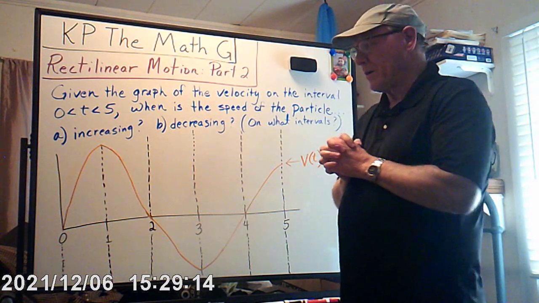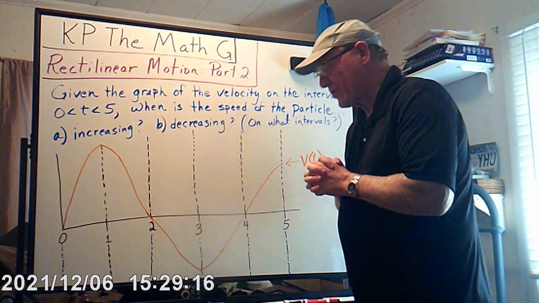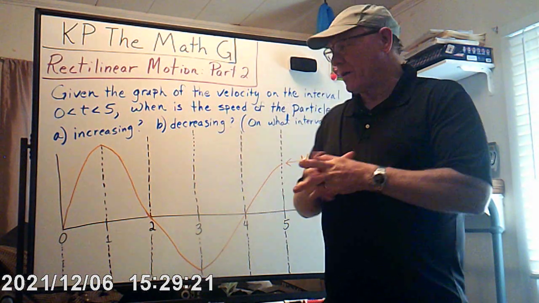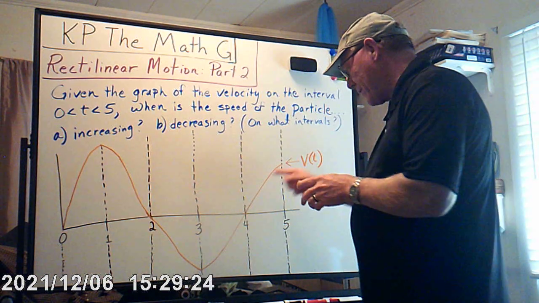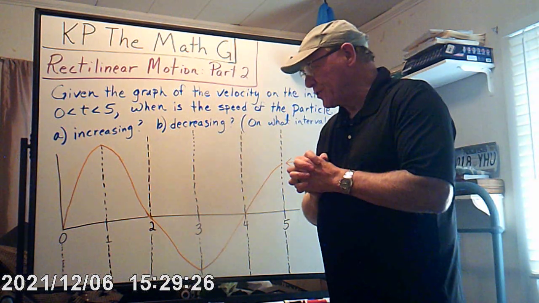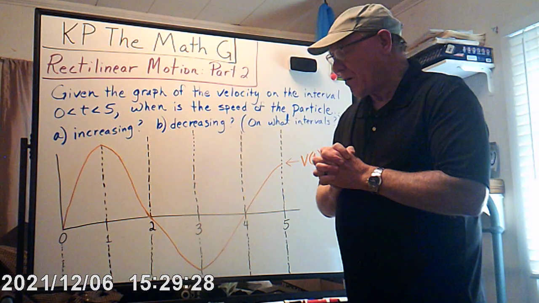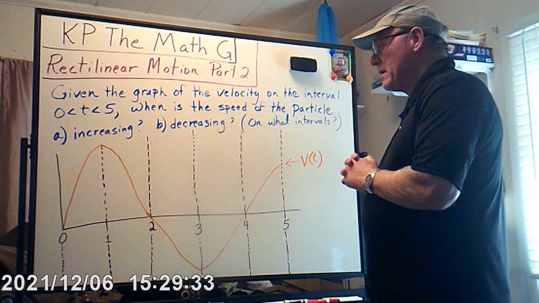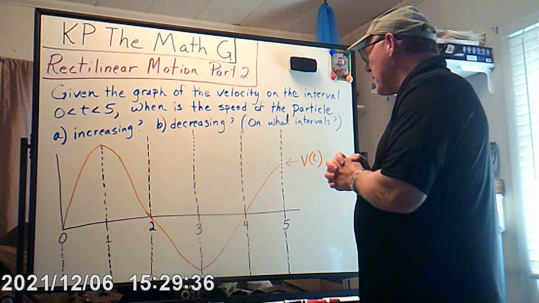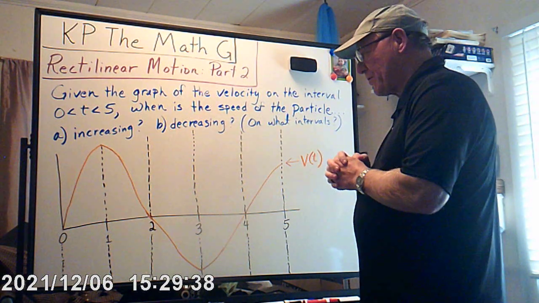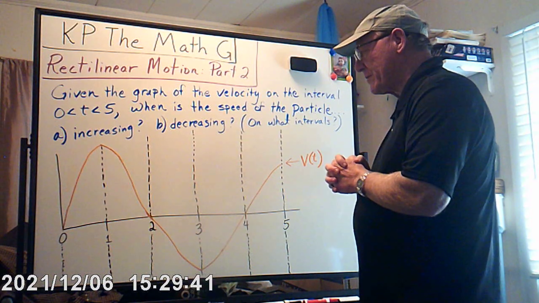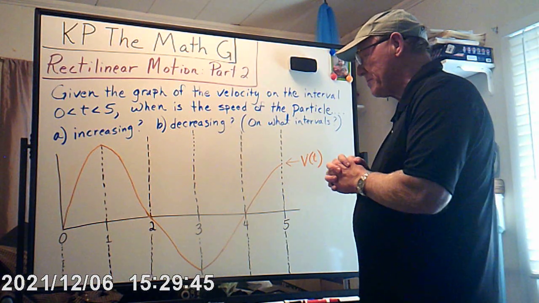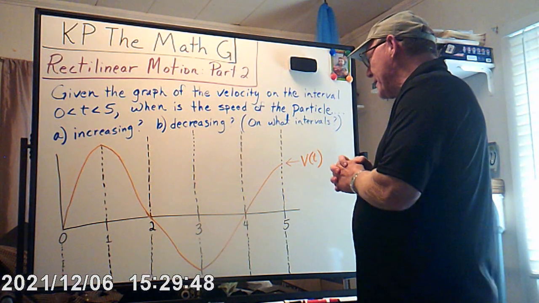In this particular case, this is a graph of the velocity. Okay, so we're going to have to really discuss this, and hopefully I can help you understand what this graph is all about. The graph is in orange, and so we want to talk about this graph of v at t right here. It says, given the graph of the velocity on the interval from 0 to 5, t is between 0 and 5, when is the speed of the particle increasing, decreasing, and on what intervals?